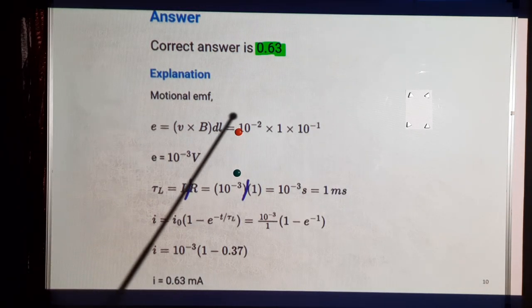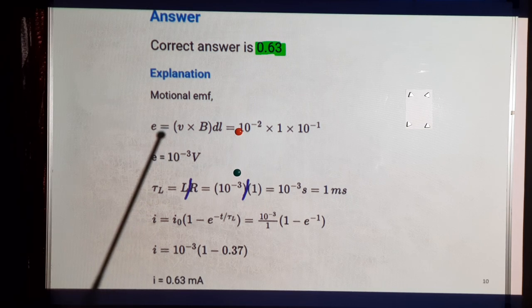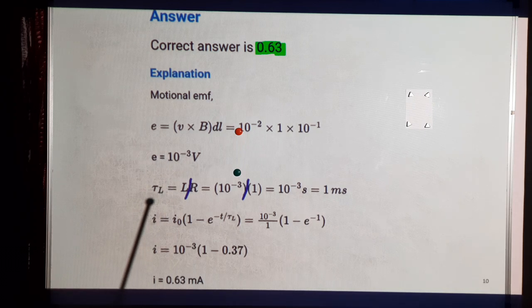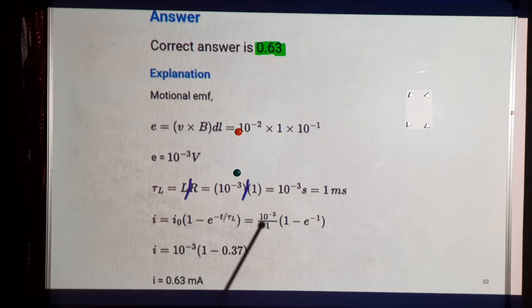This is what is done here. EMF across this thing is BLV. This is across the full length, from BLV. So that's 1 millivolt. And the time constant of this RL circuit is L by R, which is L is 1 millihenry and R is 1. So it's 1 millisecond. So I will exponentially rise as I naught into 1 minus e to the power minus t by the time constant. So the I naught is E by R. E is 1 millivolt and R is 1 and tau is 1 millisecond. And you have to find the current at 1 millisecond. So it becomes e to the power minus 1, and 1 by e is given as 0.37. So the answer is 0.63 milliamps.